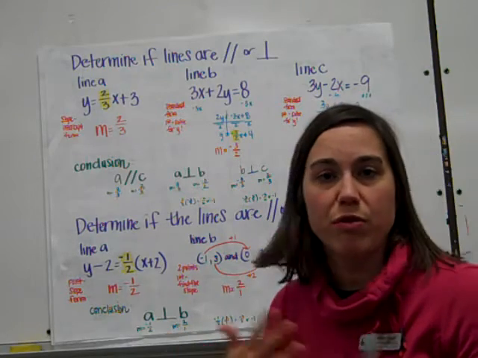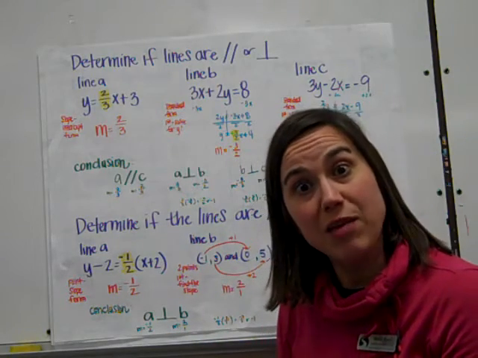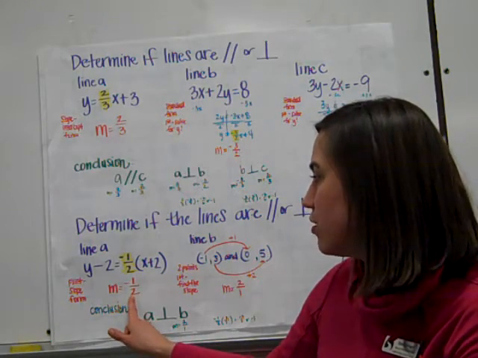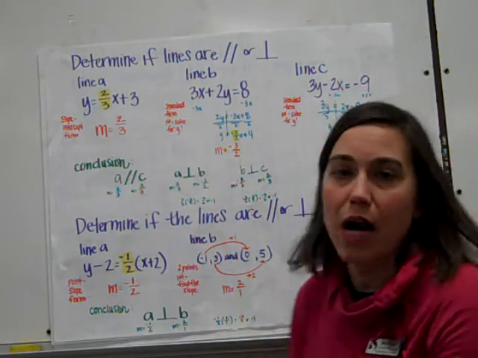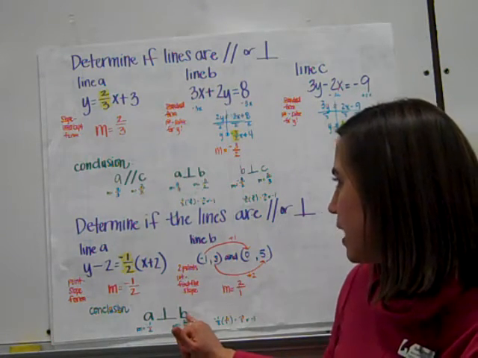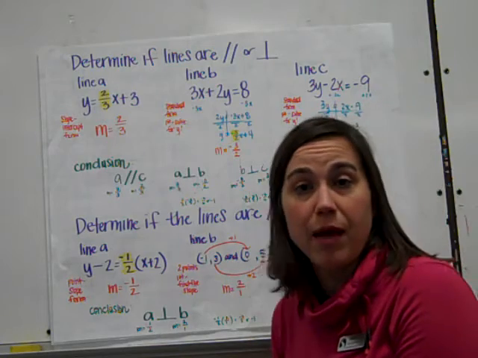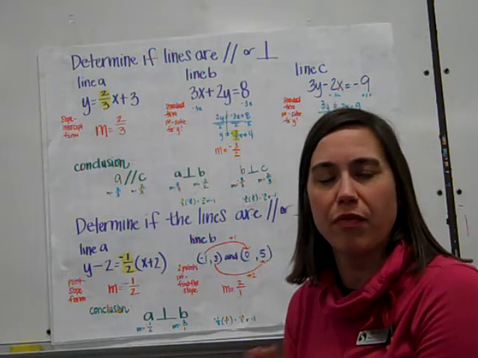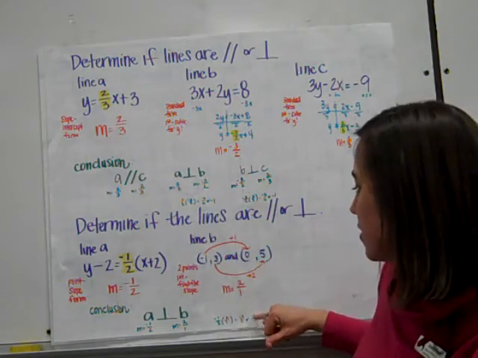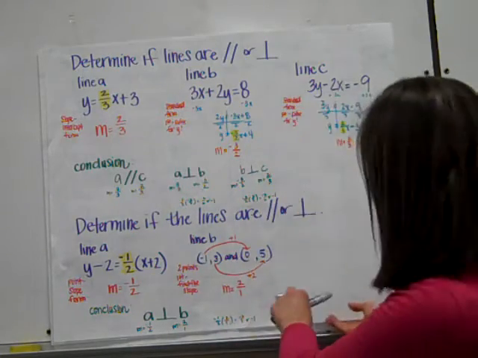In my conclusion, what I would do is analyze those slopes. Are they the same, or are they opposite sign and reciprocal? And right now, -1/2 and 2/1 are opposite sign and reciprocals, so I can say that A is perpendicular to B. Just so you know, in all of them, I did check for perpendicular, whether or not the product of their slopes made -1, and I've done that here, here, and here, so you can take a look.